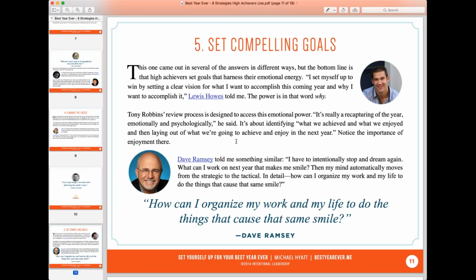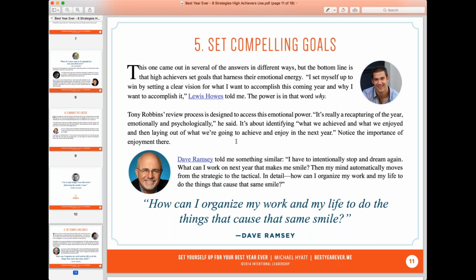Next is set compelling goals. So we don't get to goals until we're 5 out of the 8 strategies through it, because there's a lot of base work that needs to be done before you just go out and start making goals. You've got to have your head in the right place. You've got to know what's important to you, not what's important to all the marketers out there trying to get your business, but what's truly important to you.